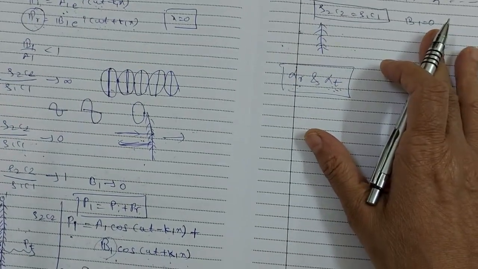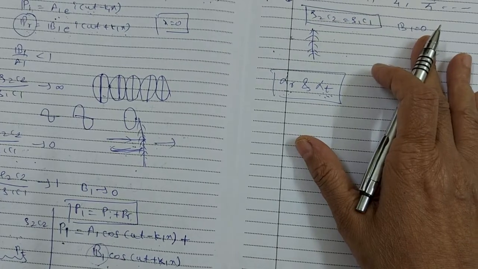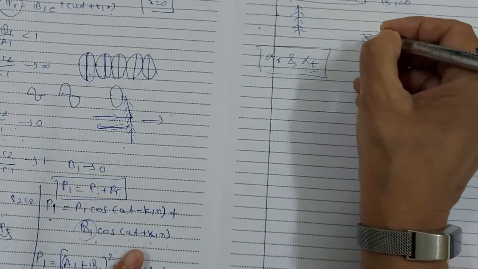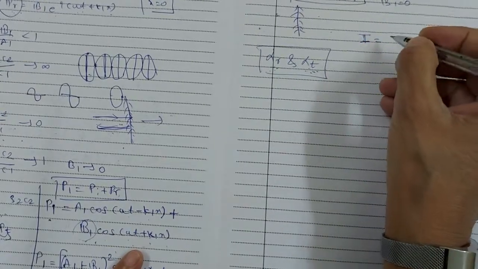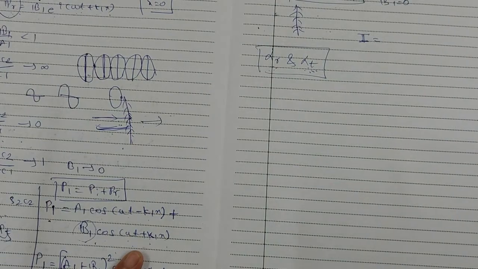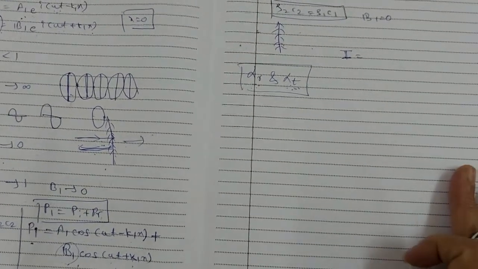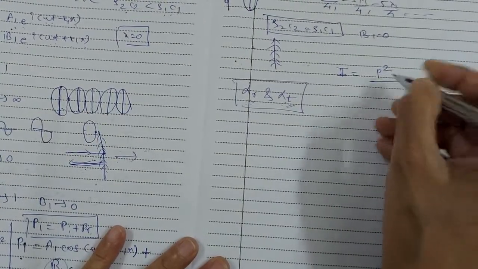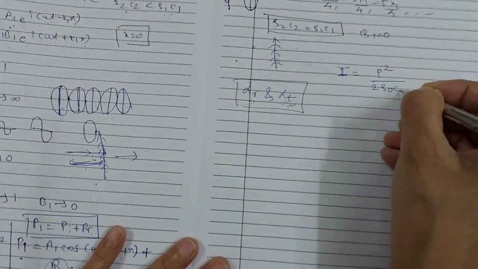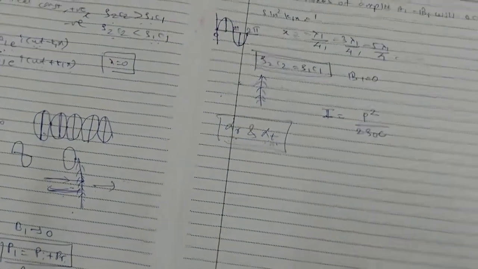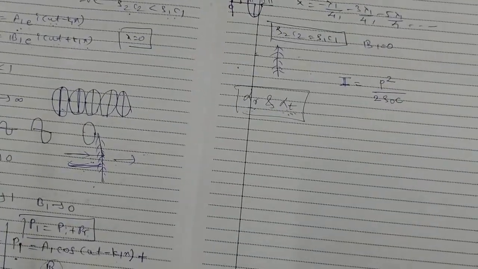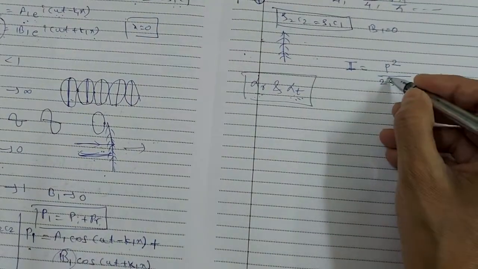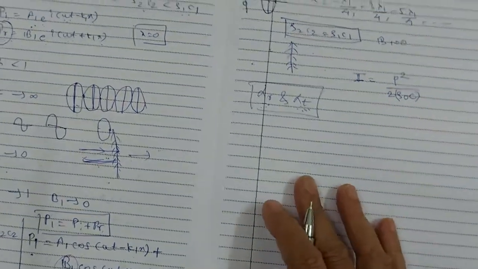So now we'll move towards defining the intensity I of the plane wave. How do you define this intensity? The intensity of a plane wave is given by the expression P squared divided by 2 rho 0 C. We know very clearly that the value of rho 0 C is different for air and water, and rho 0 C is basically the characteristic impedance.